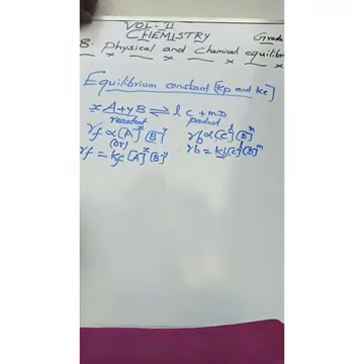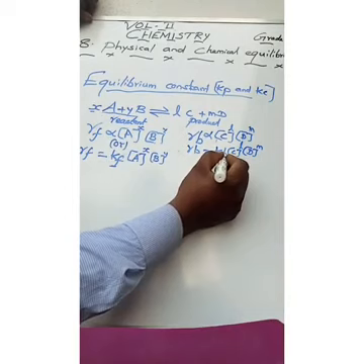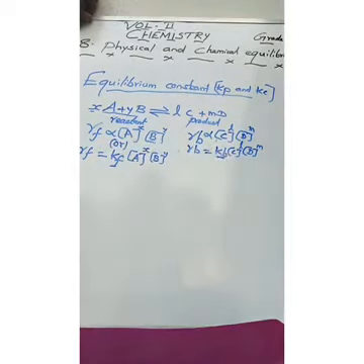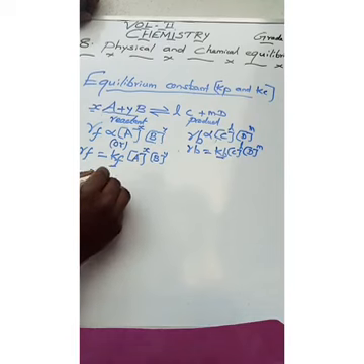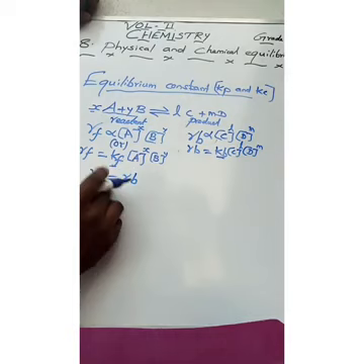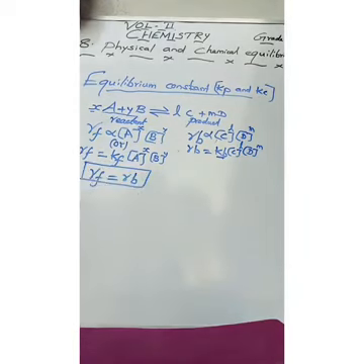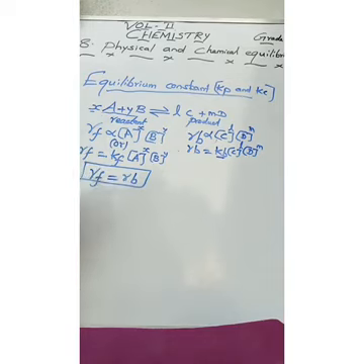For the rate of the forward reaction, KF is the proportionality constant. For the rate of the backward reaction, KB is also a proportionality constant. My dear children, at equilibrium, the forward and backward reaction rates will be equal. So we can write that at equilibrium, RF is equal to RB, that is, the rate of the forward reaction will be equal to the rate of the backward reaction.